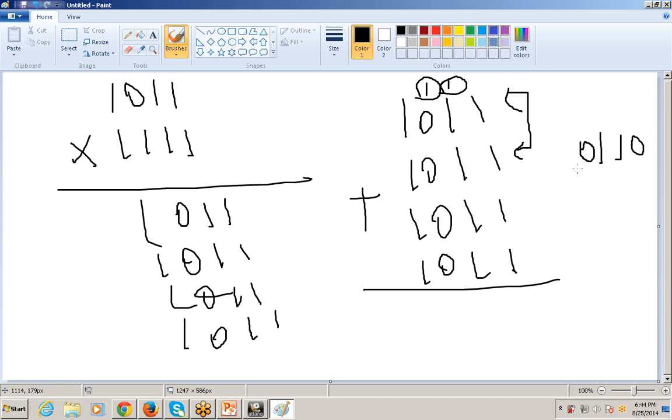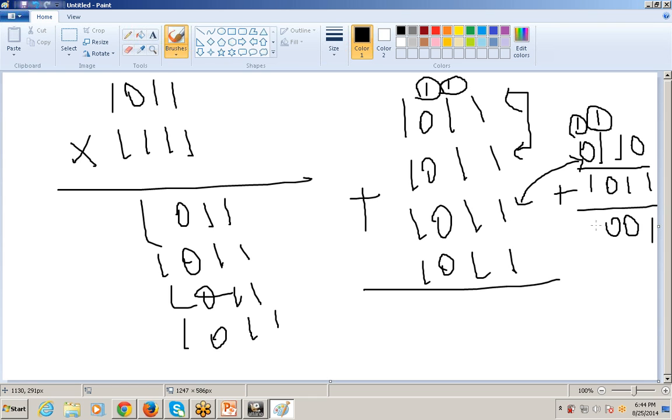Now I have to use these bits for adding with this one. So now I have to add 1011 with 1011. Here 1, this is 0, this is carry 1. Here 1 plus 1 is 0, carry is 1. Again 1 plus 0 is 1, 1 plus 1 is 0, and the carry is 1. I have to discard this one. So the output is 1, 0, 0, 0, 1. Now I have to add these with this digit. This is 1, 0, 1, 1.